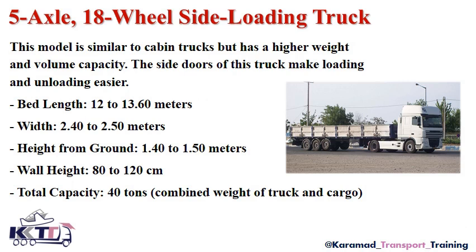Another truck we want to get to know in this section is the 5-axle, 18-wheel side loading truck. This model of truck is similar to cabin trucks, but it has a higher weight and volume capacity. The side doors of these trucks also open for loading and unloading, which makes the process much easier. The bed length of these trucks is 12 to 13.60 meters, their width is 2.40 to 2.50, and their height from the ground is 1.40 to 1.50. The wall height is 80 to 120 centimeters, and the loading capacity of these trucks is up to 40 tons.